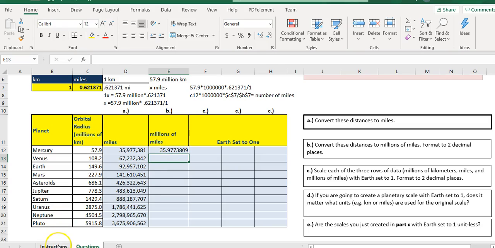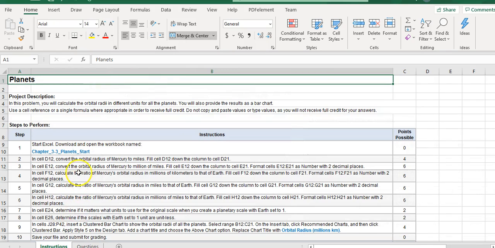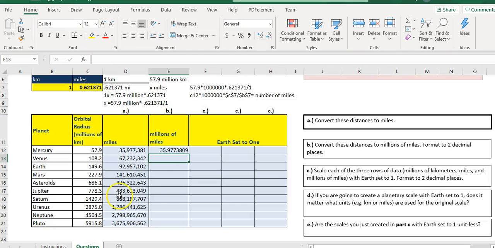So let's look at our instructions. Our instructions say, convert the orbital radius in millions of miles, fill it down, and format it as a number with 2 decimal places. So I need to take this number and format it as a number with 2 decimal places. Okay? And then I want to fill that value down.